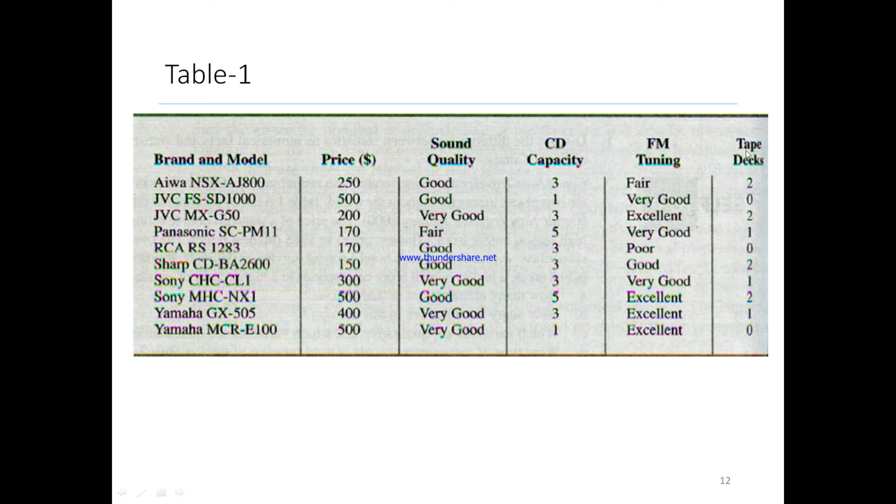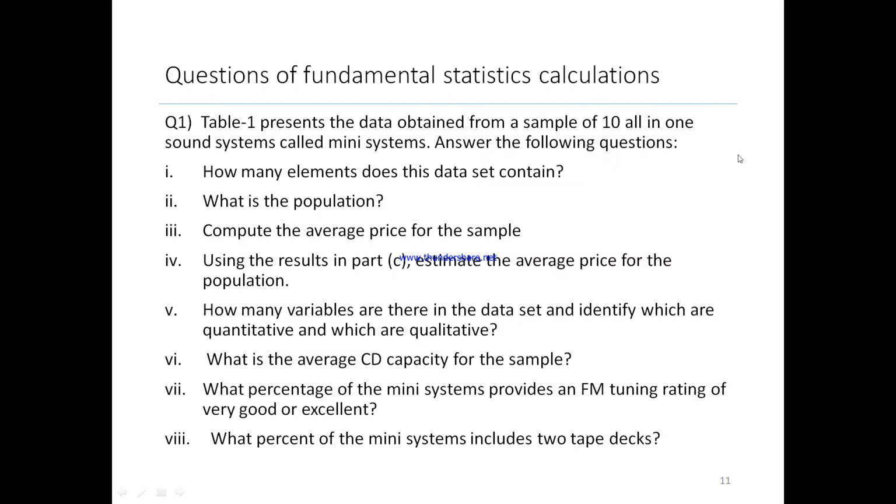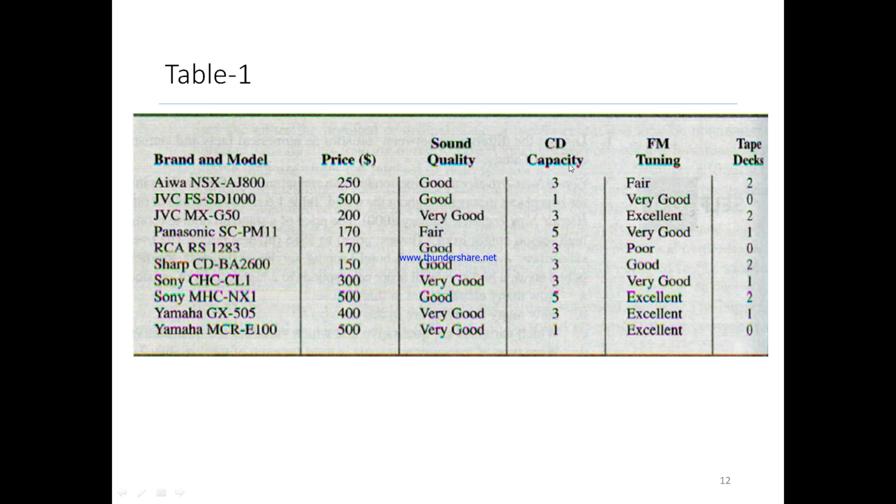Tape decks, you have the number of decks there, so that is again a quantitative variable. And then what is the average CD capacity for the sample? So you have the CD capacities here, right? 3, 1. So you have to take the total.